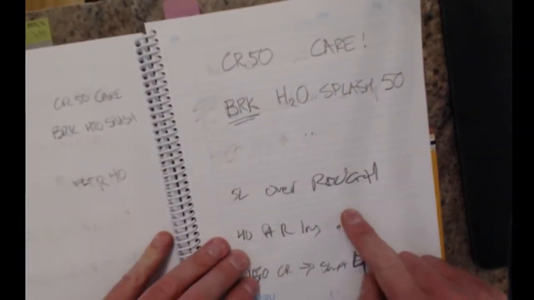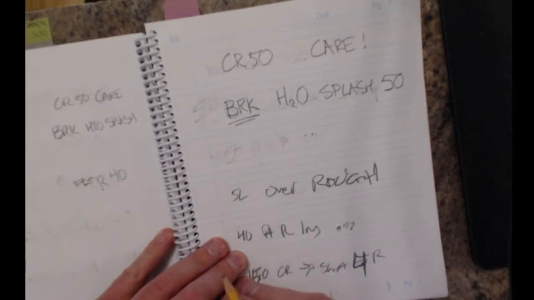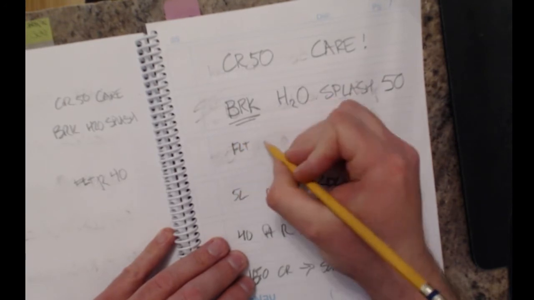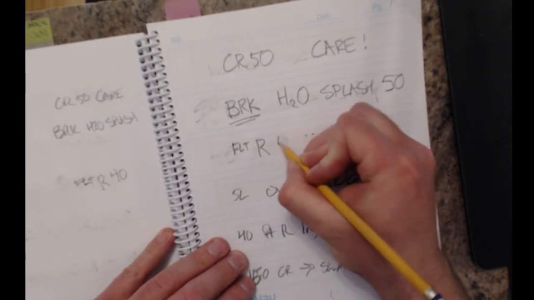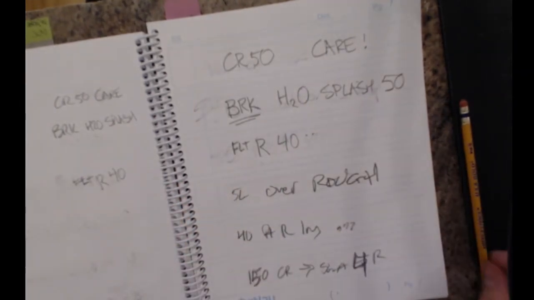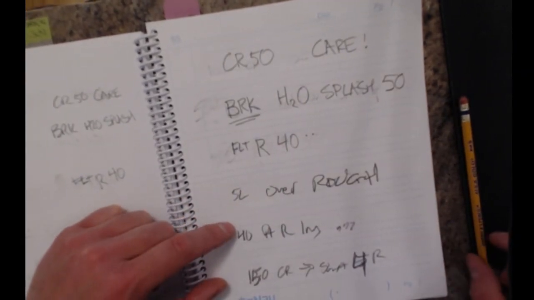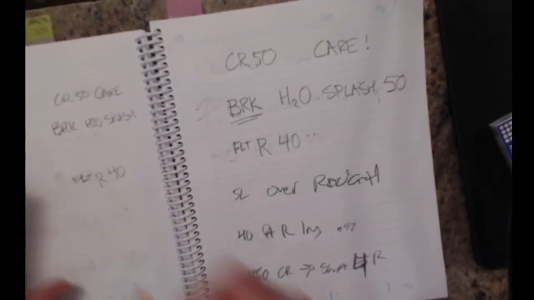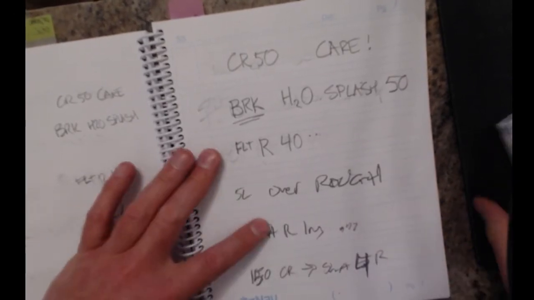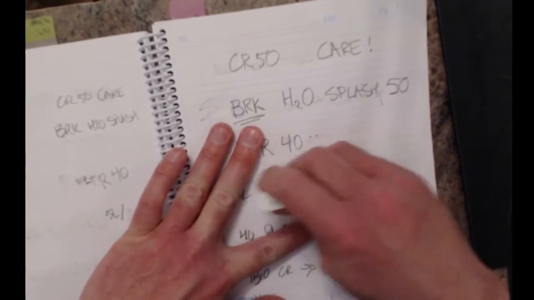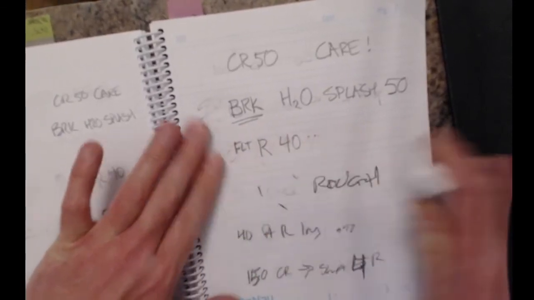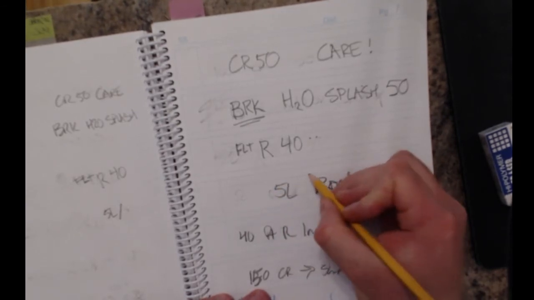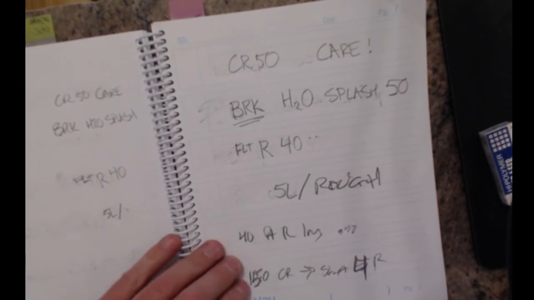But here's a good example. See this word rough? You can tell that it was rough when I wrote it. So flat right 40. 5 left over rough. I'll go ahead and clean that up. 5 left over. Leaving the rough because it amuses me and I can read it. But I don't like having the word over written out. So 5 left over rough.